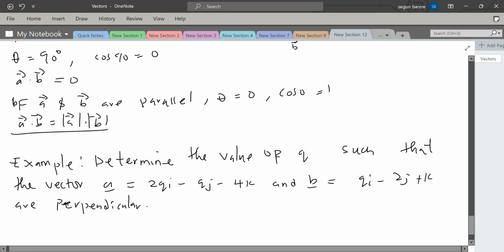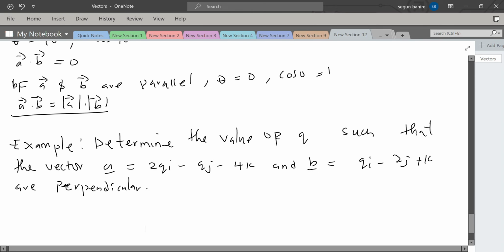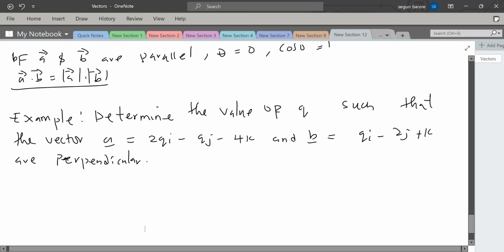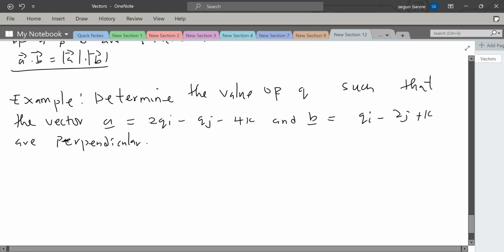That is the question. So you could see there is Q, there is a point missing in A, there is another one missing in B. So the question says that we should find Q if the two vectors are perpendicular. So that is where you now use your dot product. You just have to remember that if two vectors are perpendicular, their dot product is 0. Okay, so let's find their dot product.